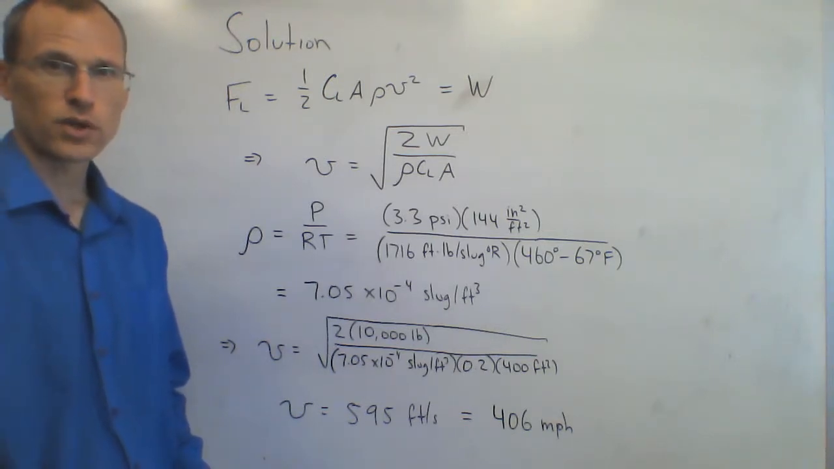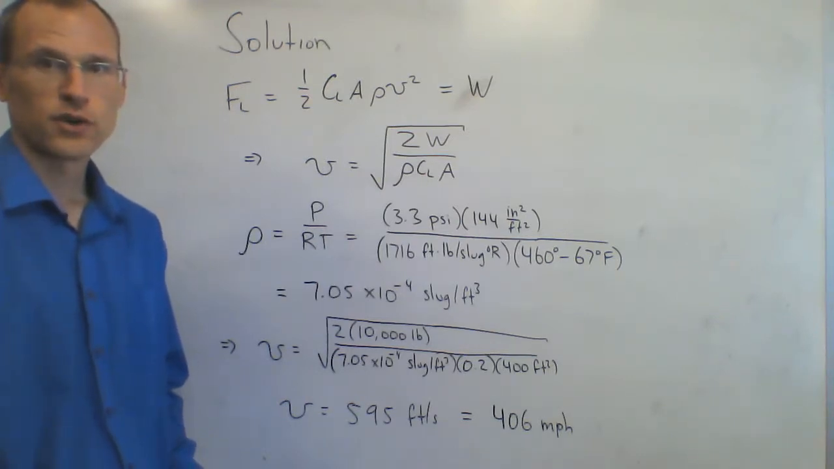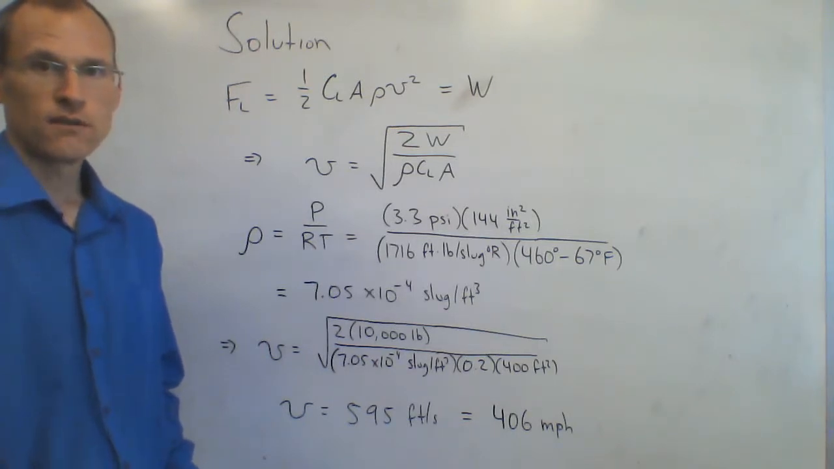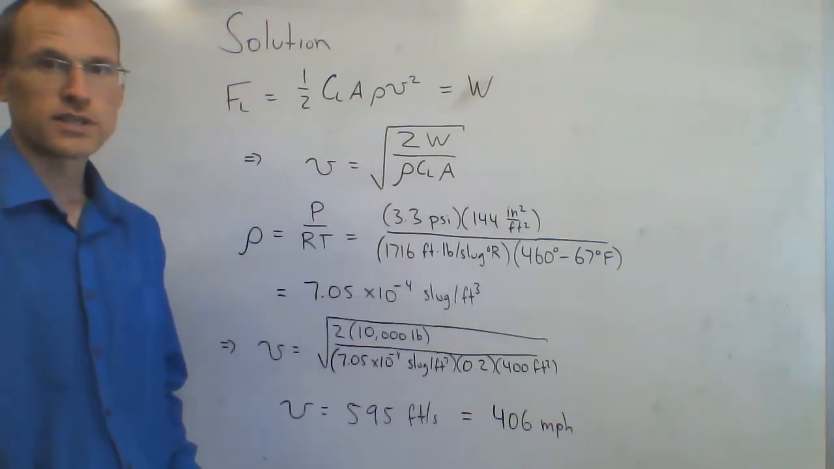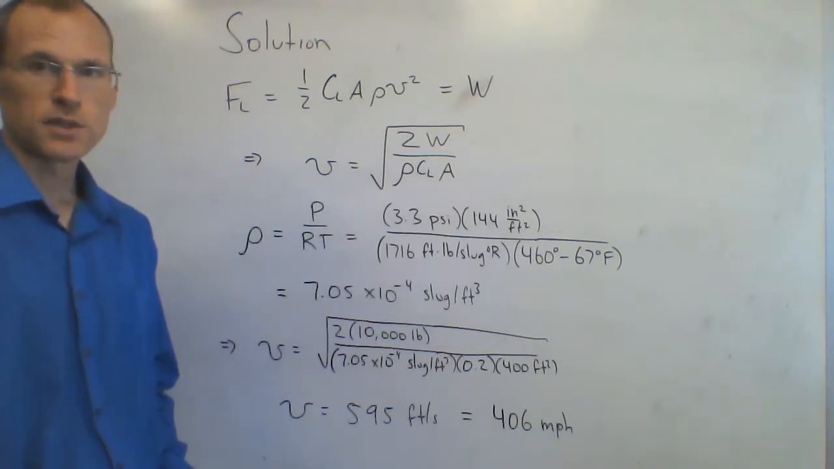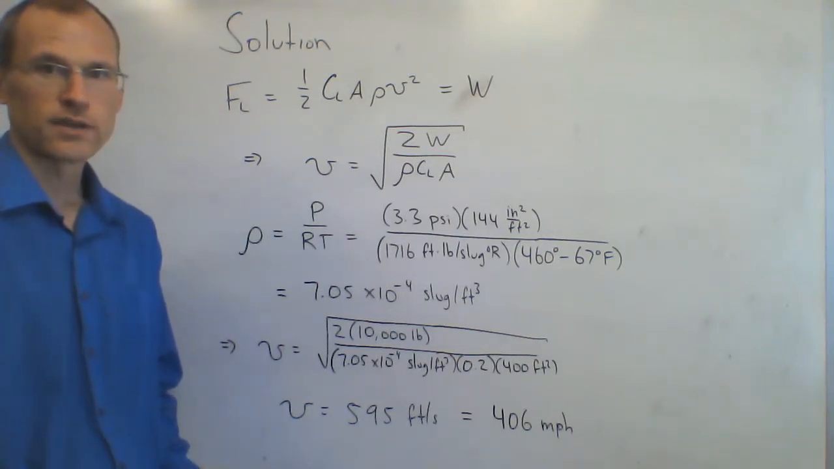So pressure of 3.3 psi. Want that in psf, so multiply by 144 square inches per square foot. Then the R value for air, 1,716 foot-pounds per slug degree Rankine. And then my absolute temperature, so 460 minus 67 degrees Fahrenheit gets that into Rankine. And that gives me a density of 7.05 times 10 to the negative 4 slugs per cubic foot.